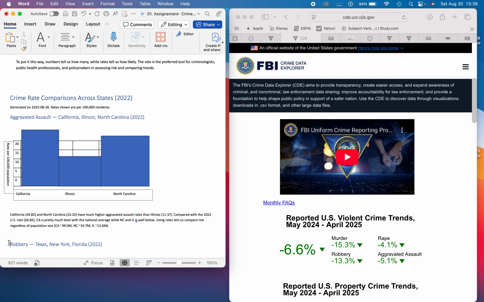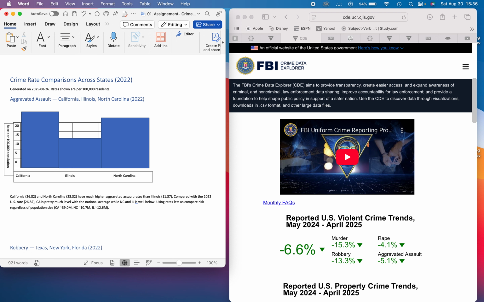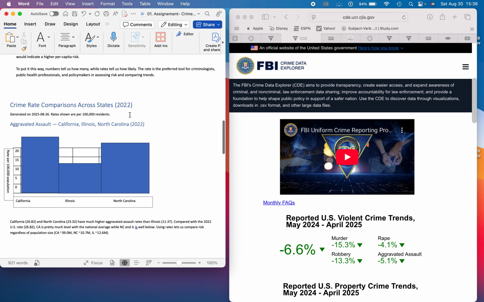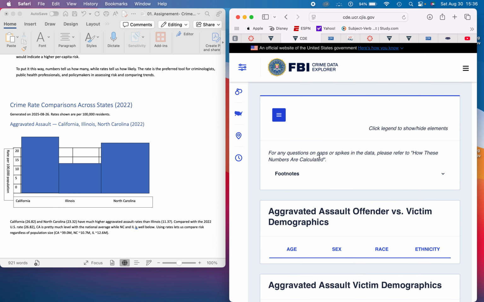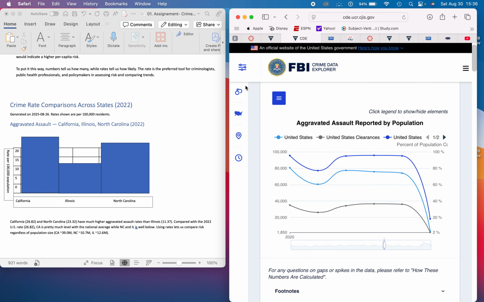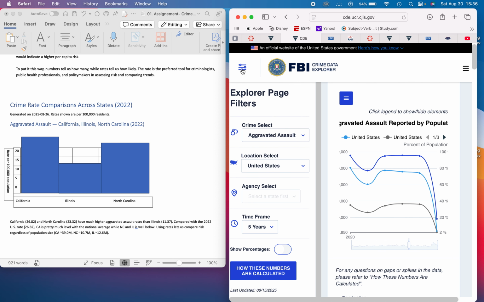Let's see, put this one a little bit down. If you want to go by state, in this case, which is Illinois and California and North Carolina, all you gotta do is you're on the same FBI website. So let me see. You gotta go in crimes. We go in crimes, and we just gotta do what they call the filter. Just go in a filter for aggravated assault in California, Illinois, North Carolina.